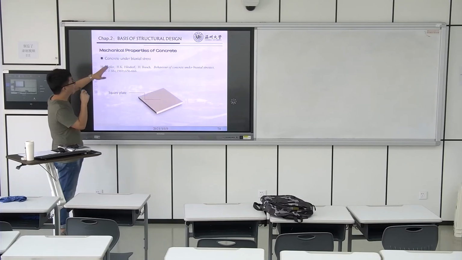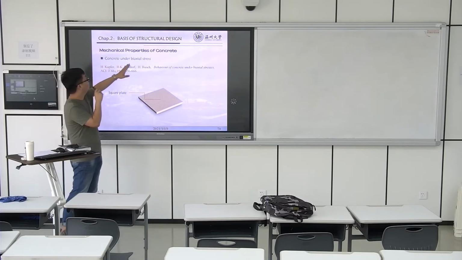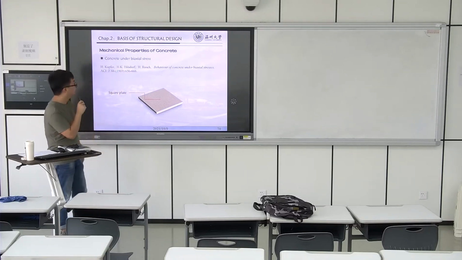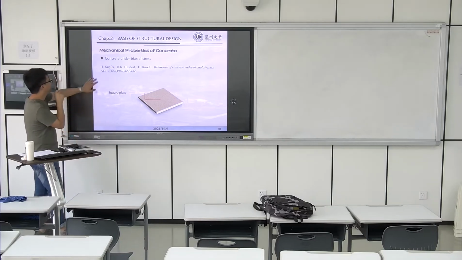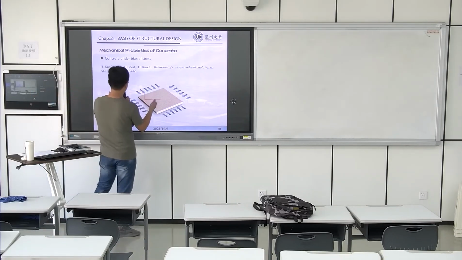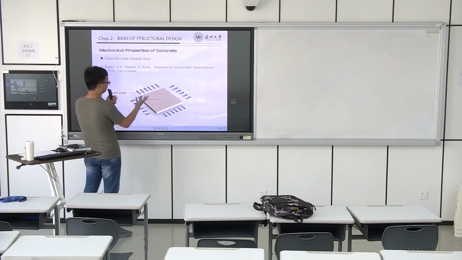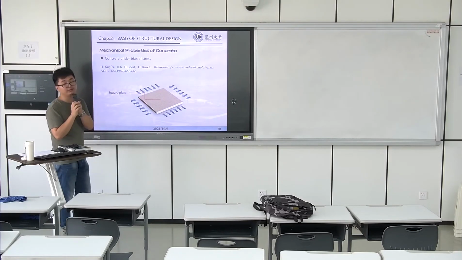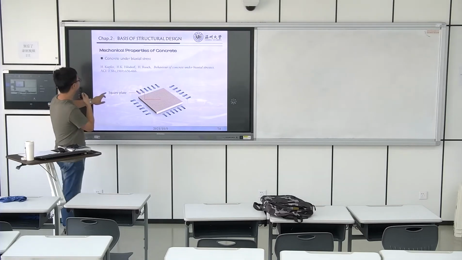Before, it was just the uniaxial stress, right? Uniaxial load applied to the concrete. But here, look at here. You will see for the concrete, right? For the plate, they are under two direction load. What behavior, what stress strain curve of this specimen will look like here?